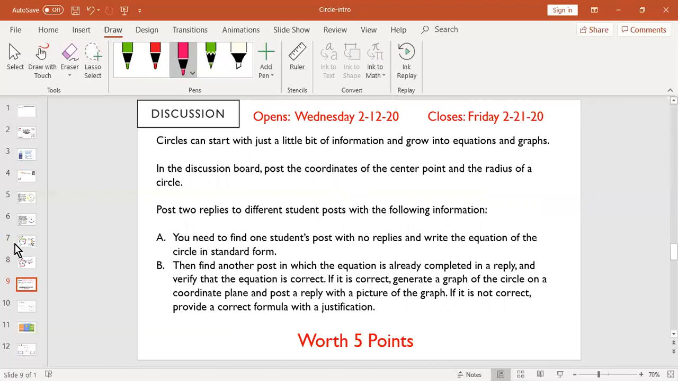But then you're going to graph. You can graph in GeoGebra or Desmos. Take a screenshot and post the screenshot. That's what I'm looking for. And again, that'll give you your 5 points. So here's my example. Please don't use it. If you do, I'm going to be very irritated with you.